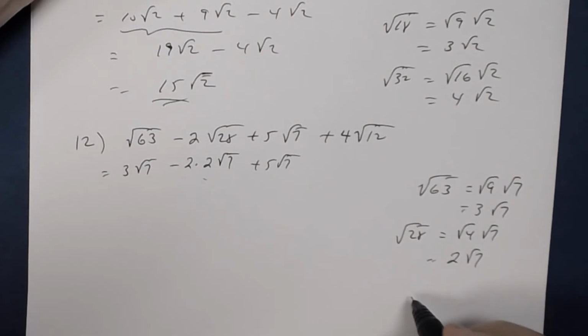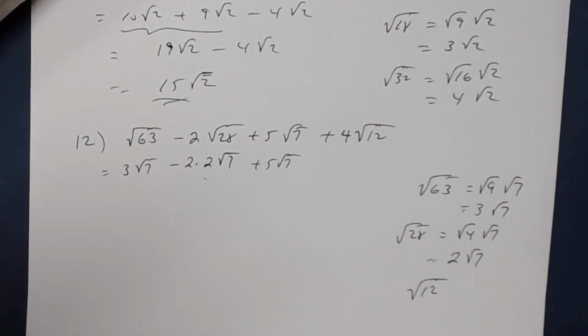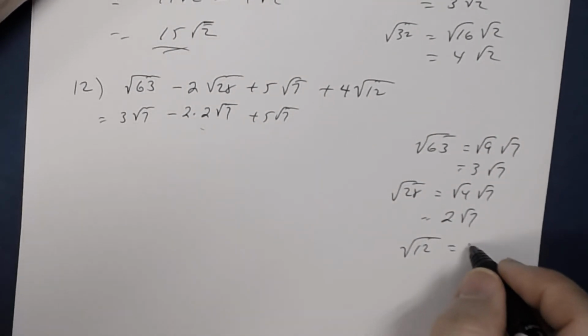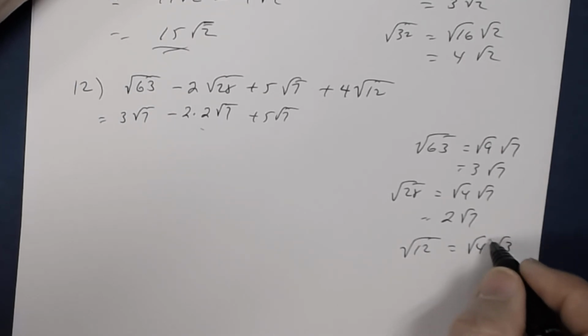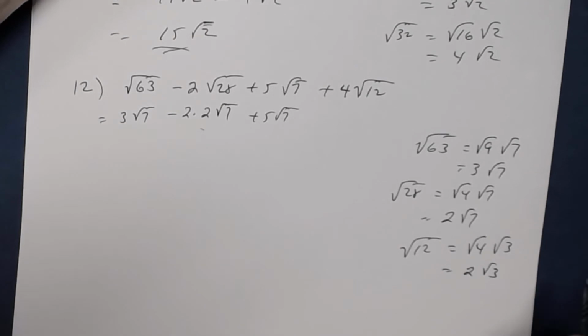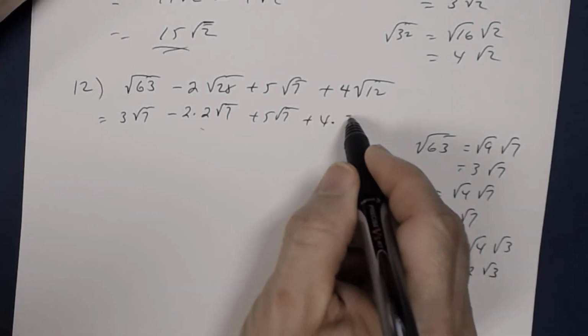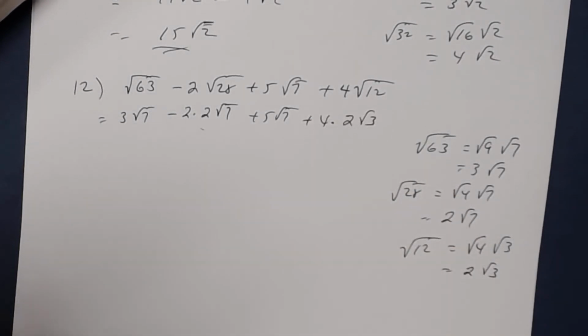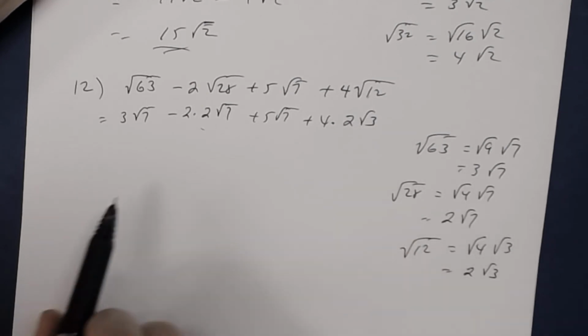Now let's look at square root of 12. What's the largest perfect square that goes into 12? 4. So it'll be the square root of 4 times square root of 3. Square root of 4 is 2, so you get 2 square root of 3. So it becomes 4 times 2 square root of 3. All right, so the square root of 12 is 2 square root of 3.